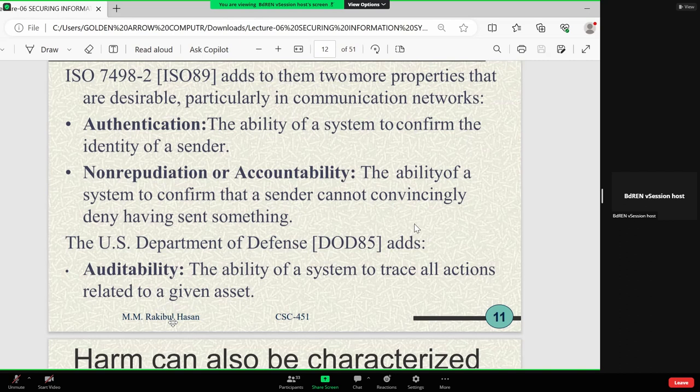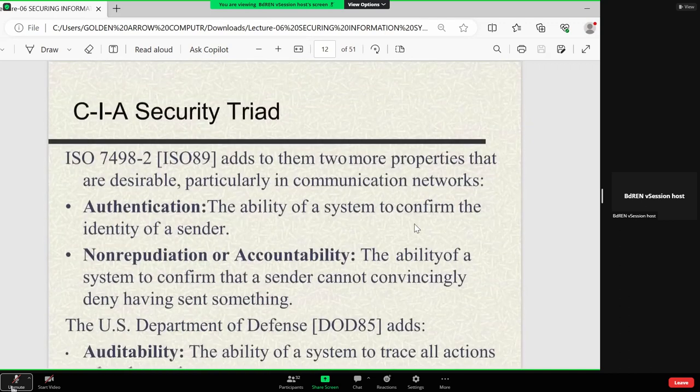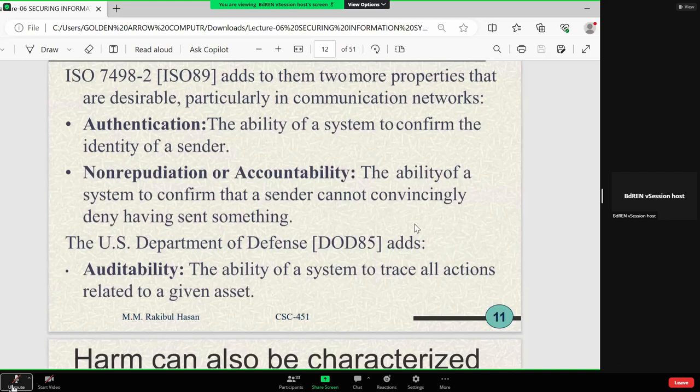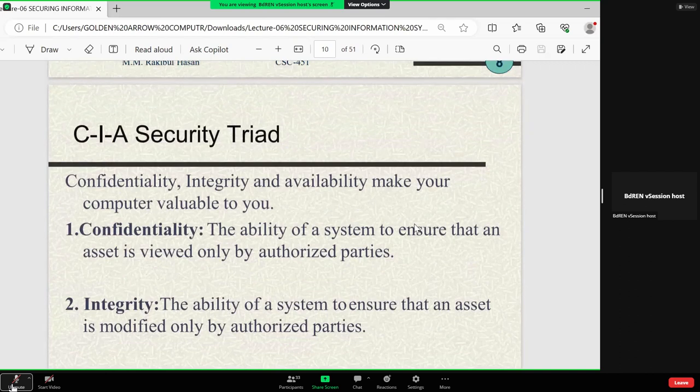So these are the six parameters you have to consider to ensure the security of your information system: confidentiality, integrity, availability, authentication, non-repudiation, and auditability. This CIA triad is a very old information security model, a framework, but it's a classical one. What does it mean? Other security frameworks which we are using now basically derive from this CIA. Whatever framework you develop in future, definitely you need support from this CIA. Confidentiality, integrity, and availability must be in any security framework. That's why it is called a classical security framework.